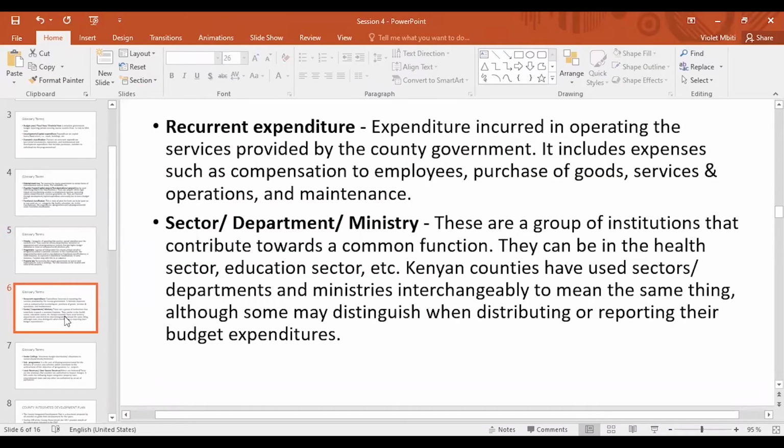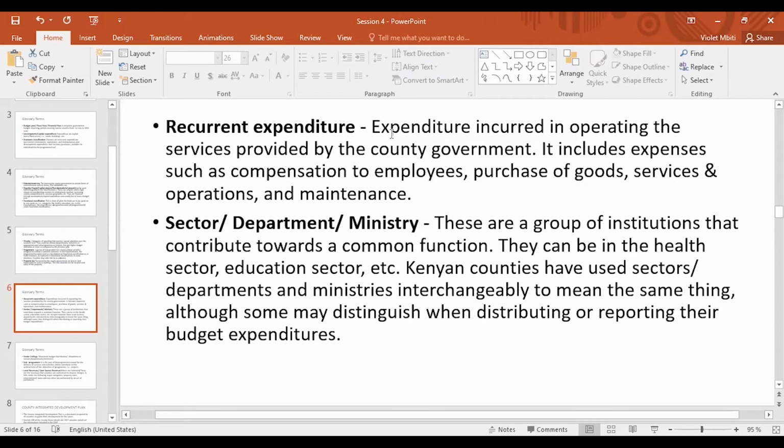And then recurrent expenditure. This is expenditure incurred in operating the services provided by the county government. It includes expenses such as compensation to employees, purchase of goods and services, operations, and maintenance. So you usually find that recurrent expenditure is more than development expenditure, because even health experiences a lot of recurrent expenditure, because they have to have so many health personnel who can take care of sick persons in the county.